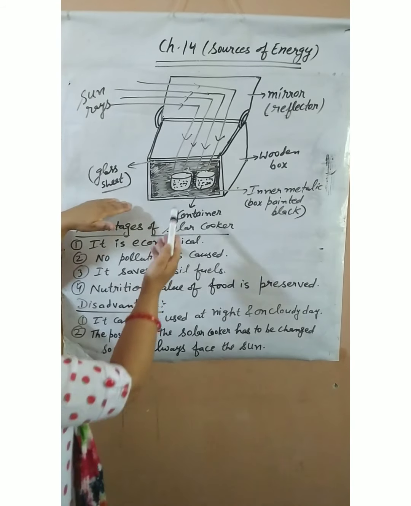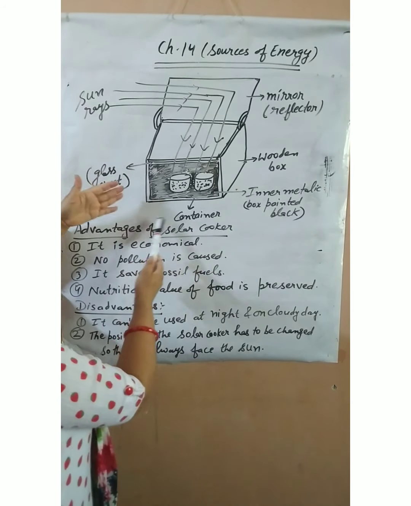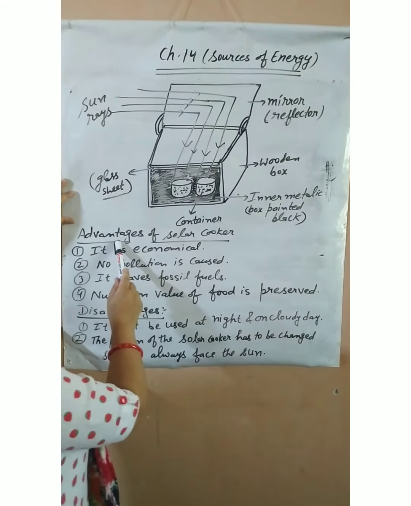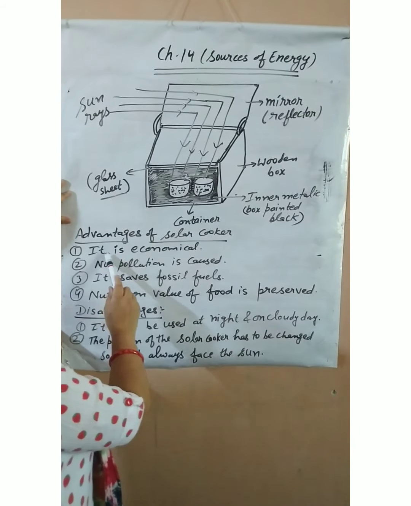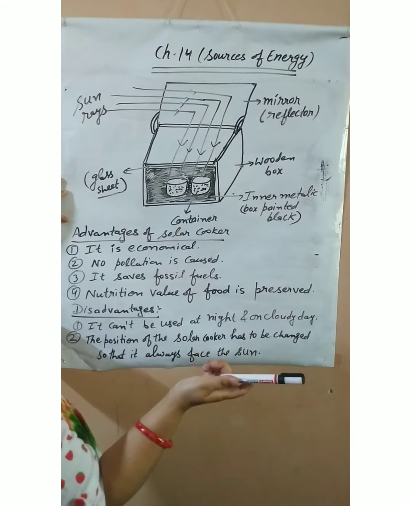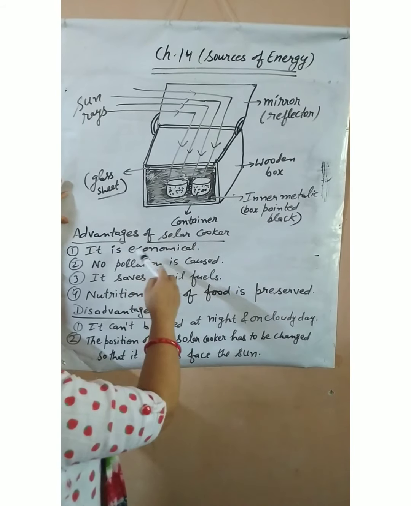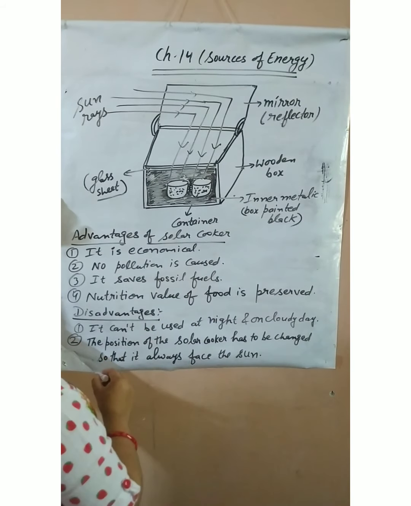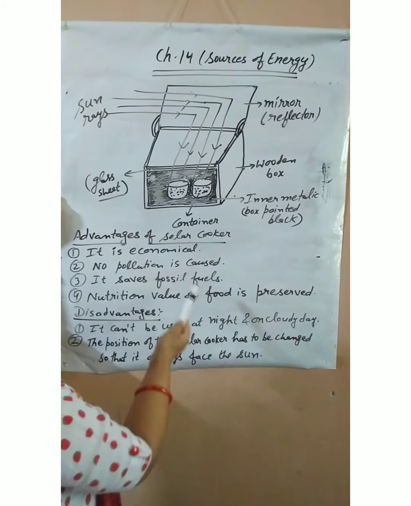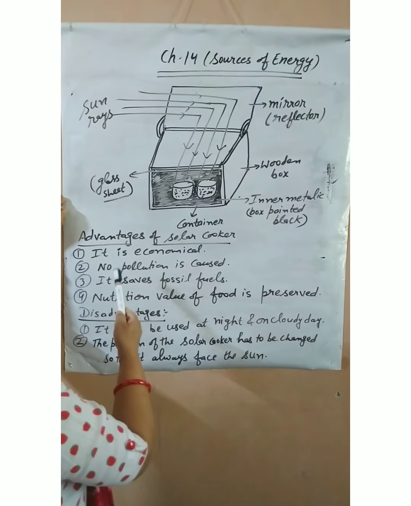And as you are watching, it does not require any fuel. So let's see the advantages of the solar cooker. It is economical because it does not need any fuel. It uses only solar energy, which is a renewable source of energy. So that's why it is very cheap and economical.